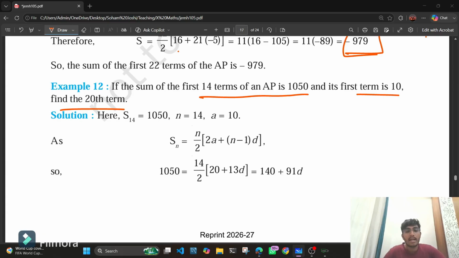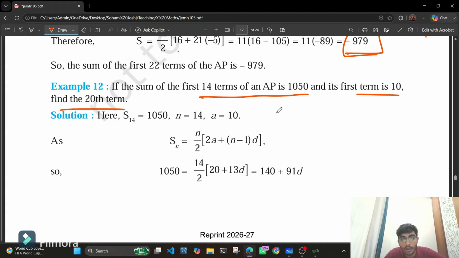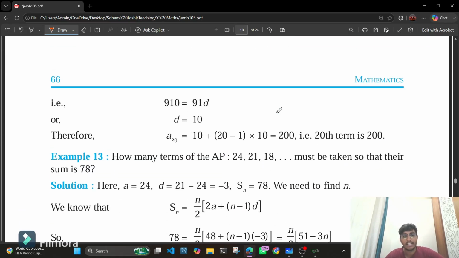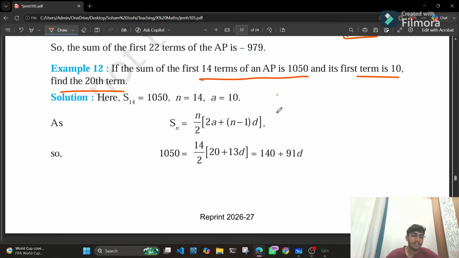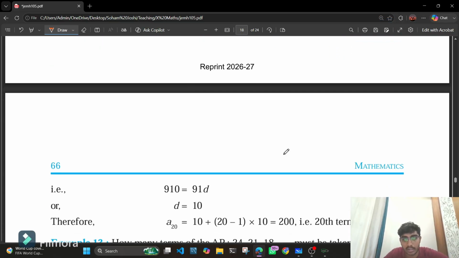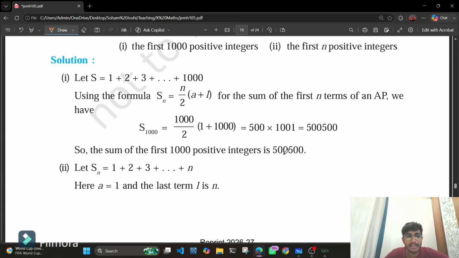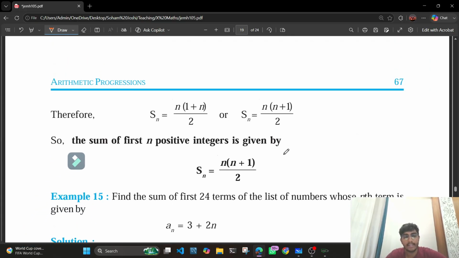So this is the answer, and this is how we can solve for the 20th term or whatever is asked. It may happen that you are not given some data but you are given some other data, then you can find the data that is not given, and then find the answer for whatever question is asked. So this is a very simple chapter. You can go through all the exercises.